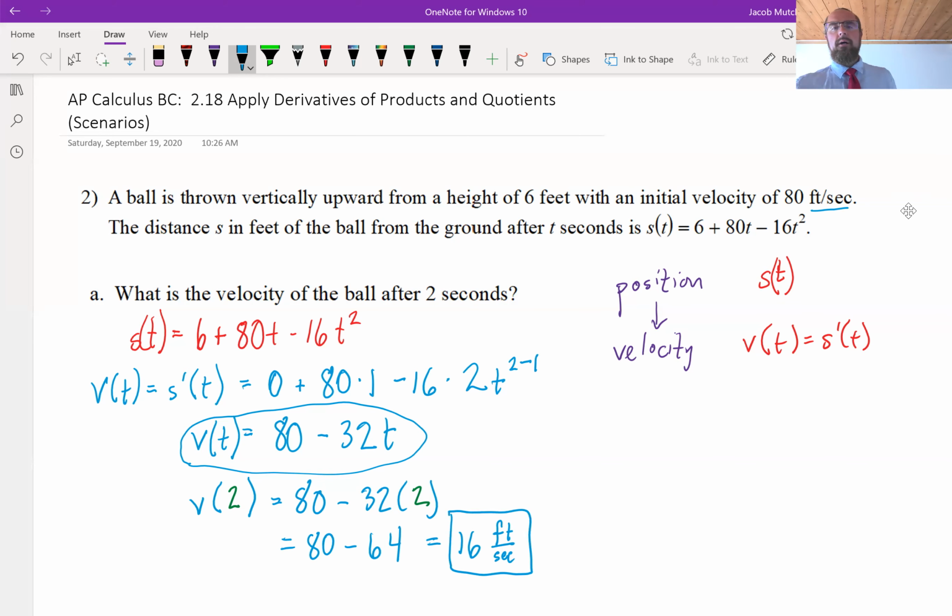So just thinking about the course of this ball being thrown upward, it would go quickly from the hand, and then as it went up, slow down because of gravity. And that's why we're seeing our velocity after just 2 seconds has decreased from 80 down to 16. Well, let's look at part B.